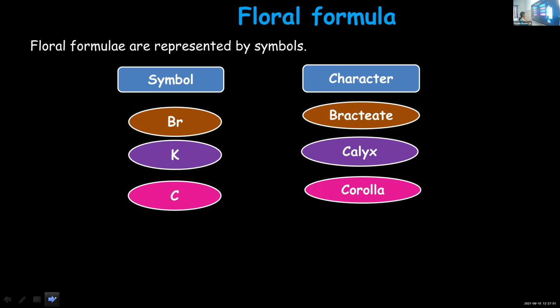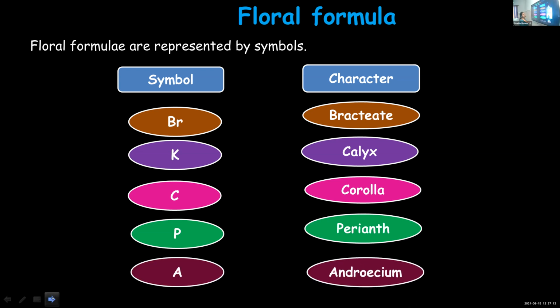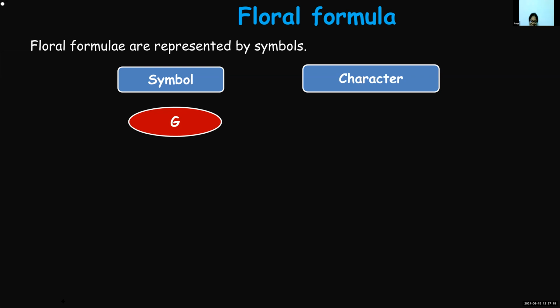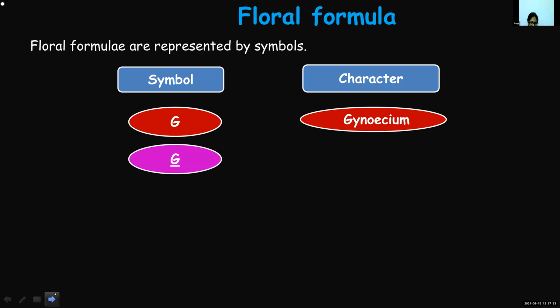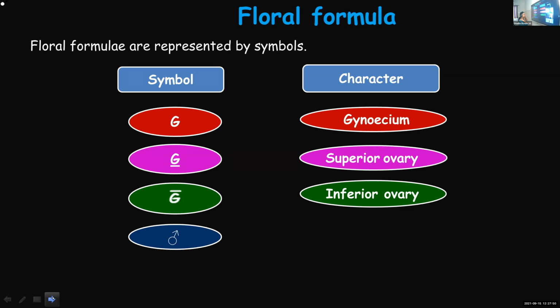Corolla includes petals. P for Lakshmi? Perianth. A for Rose? Androecium. I already displayed it. G for Rose? Gynoecium. Then G with a hyphen below, Devika? Superior ovary. And G with a hyphen above, Shabari? Inferior ovary.